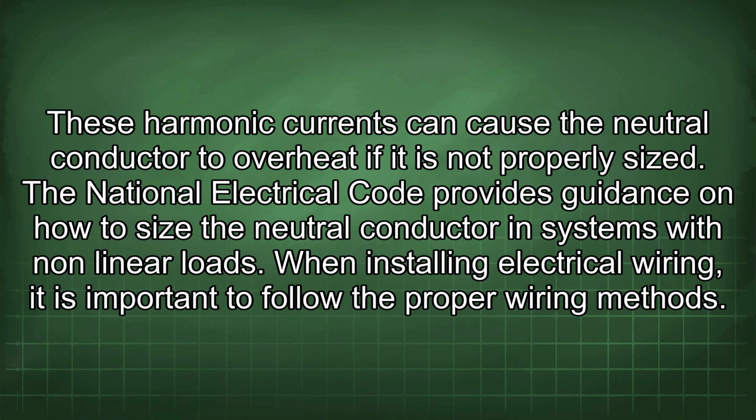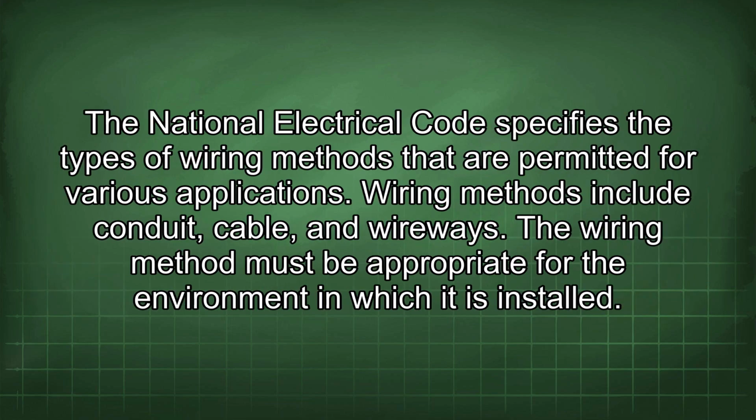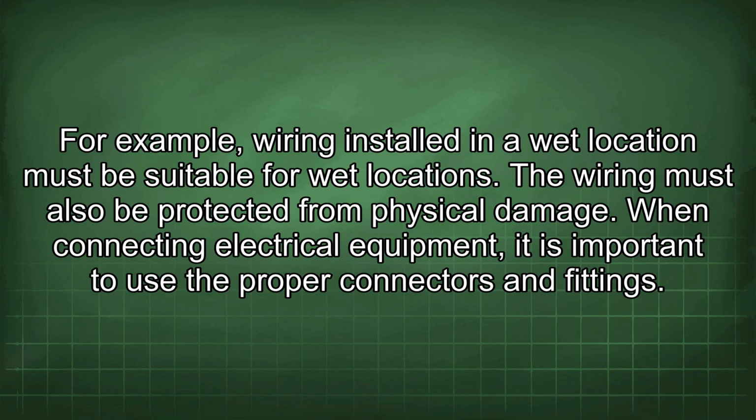When installing electrical wiring, it is important to follow the proper wiring methods. The National Electrical Code specifies the types of wiring methods that are permitted for various applications. Wiring methods include conduit, cable, and wireways. The wiring method must be appropriate for the environment in which it is installed. For example, wiring installed in a wet location must be suitable for wet locations. The wiring must also be protected from physical damage.